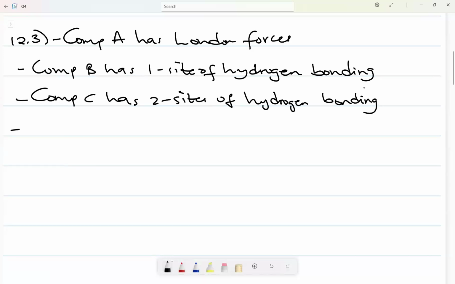Then we now need to mention which one has the higher intermolecular forces, okay? Which one has the strongest intermolecular forces, okay? So we know that we'll say, which one? Compound C, or what did I say?